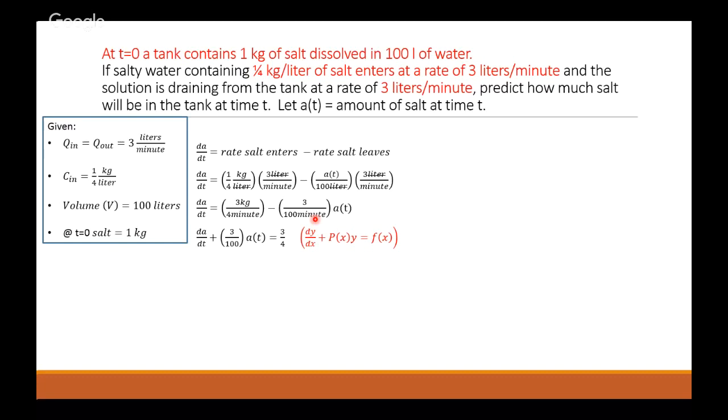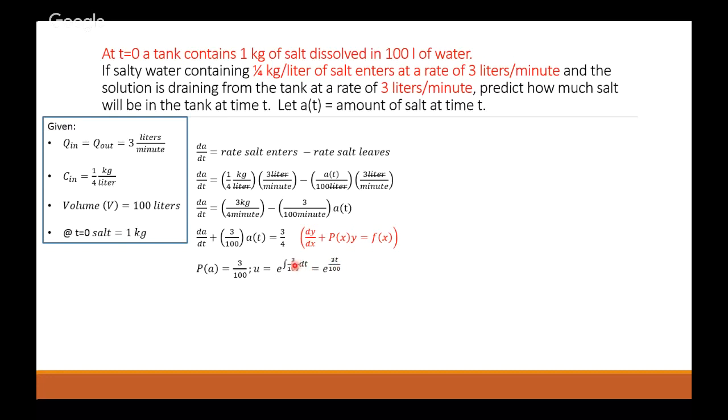That means now we have to define our p of x, in this case p of A, since we changed the variable for salt, and our integrating factor, and go through our solution. So p is 3 over 100, and our integrating factor is just e raised to the integral of 3 over 100 dt, solving for an integrating factor for a first order linear differential equation. Go through the integration of that, and that's just e raised to the 3t over 100.